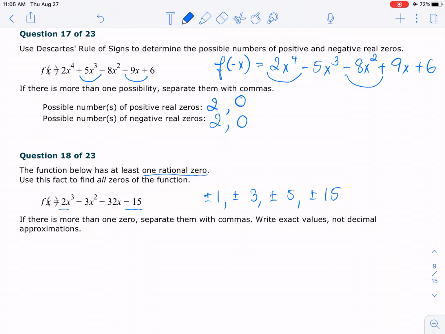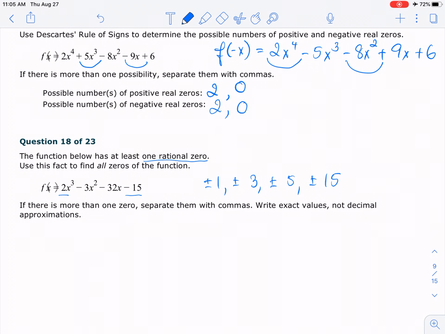Usually I pick 1, but 1 is way too easy. So how about we go for 3? I'm going to pick 3 as a rational zero, and then from there you can pick 5 if you want, to see if we have at least one zero. So how do we know? We can do synthetic division. I'm going to pick negative 3 and do synthetic division: 2, negative 3, negative 32, negative 15.